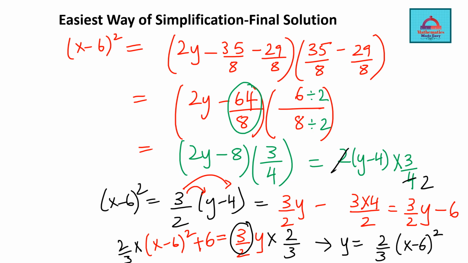whole square plus 4. So how did you get this 4? You distributed 2 by 3 to 6. So you are multiplying 2 by 3 to the first term also, and 2 by 3 to the second term also. So from there you get this answer. So the final solution is this one. If you go back, this is option number E. So for the multiple choice, C is the answer.